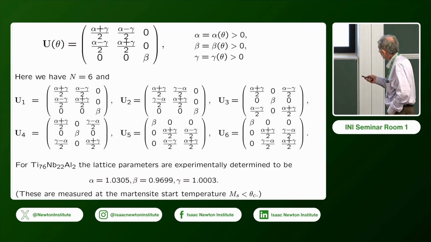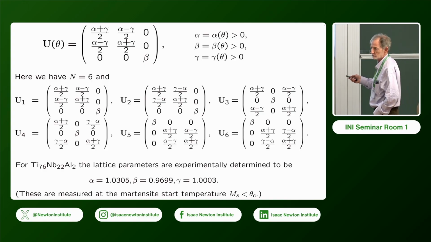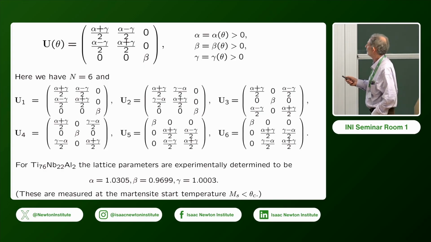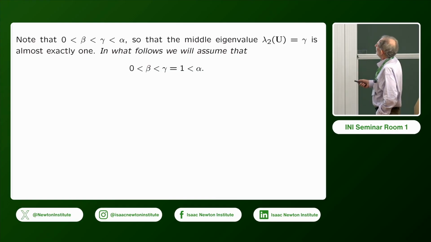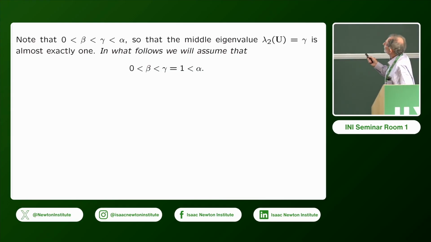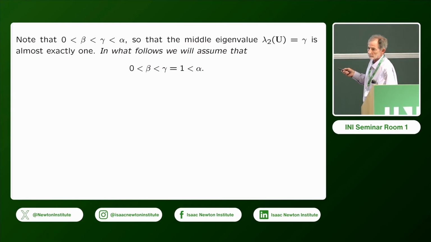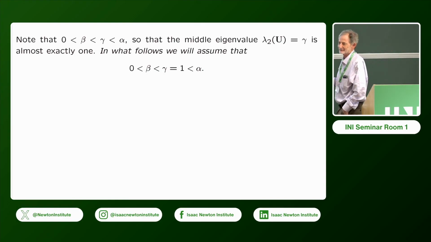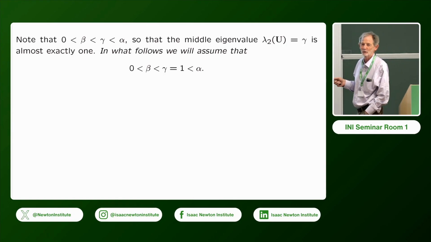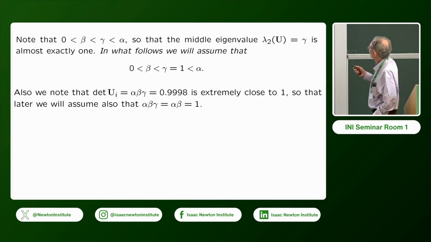Okay, anyway, what we see is that this one is incredibly close to 1. Now, the middle eigenvalue then is almost exactly 1, and I'm going to assume that it is exactly 1. Okay? Now, why is the middle eigenvalue being exactly 1 important?